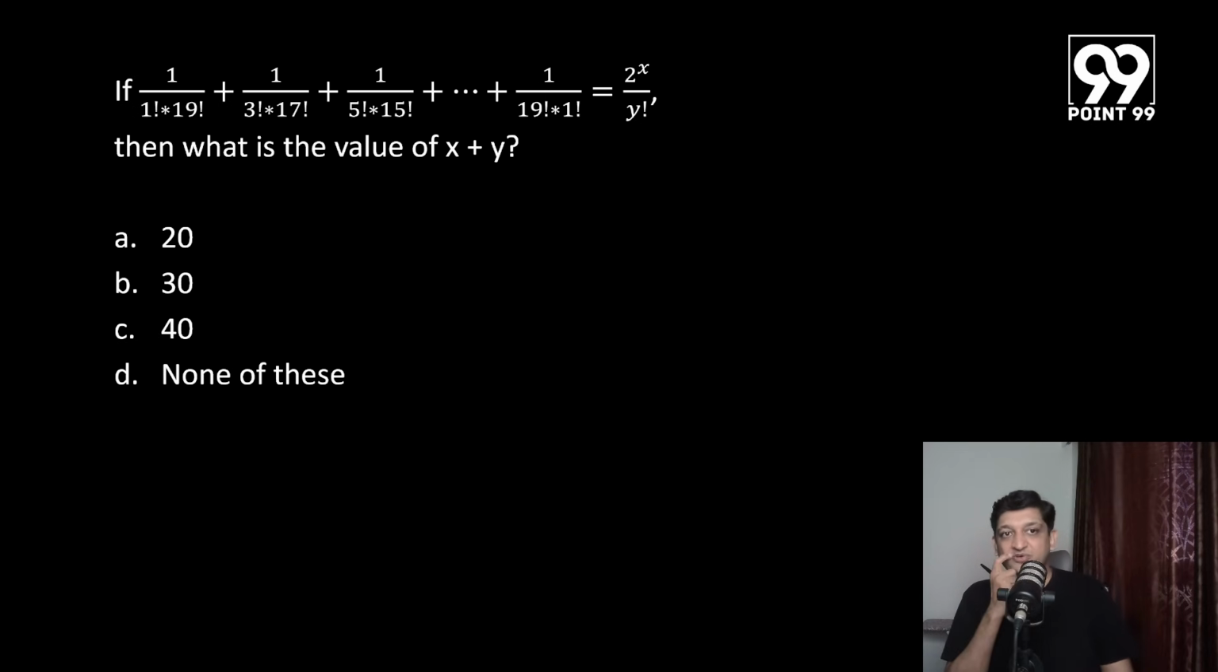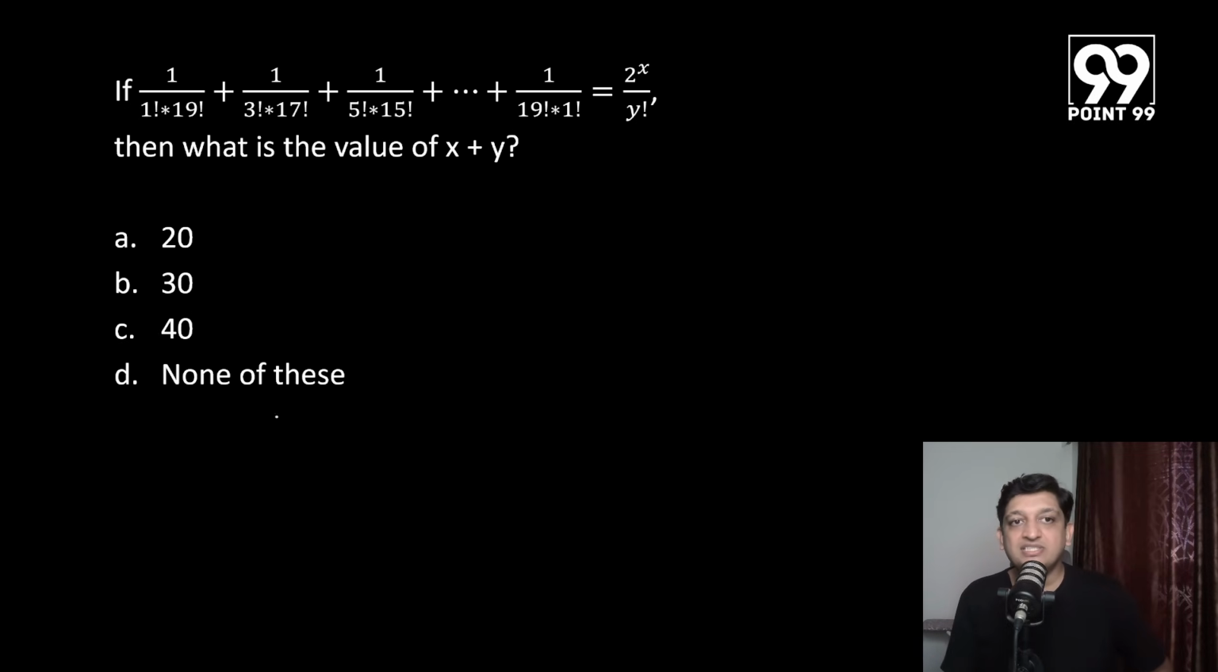Now in this question, if you are looking at it, 1 upon 1 factorial into 19 factorial, 1 upon 3 factorial into 17 factorial, and so on and so forth, right? So this is basically what we are looking at in this particular context. And we have to write it as 2 raised to x upon y factorial, and we have to figure out what is the value of x plus y. Now, how do we solve this? Now, solving this might be slightly difficult.